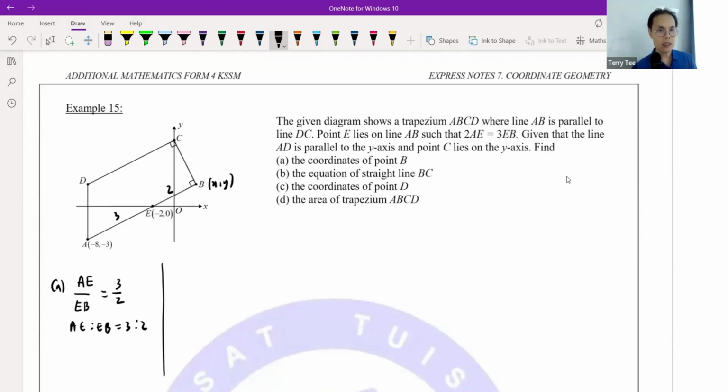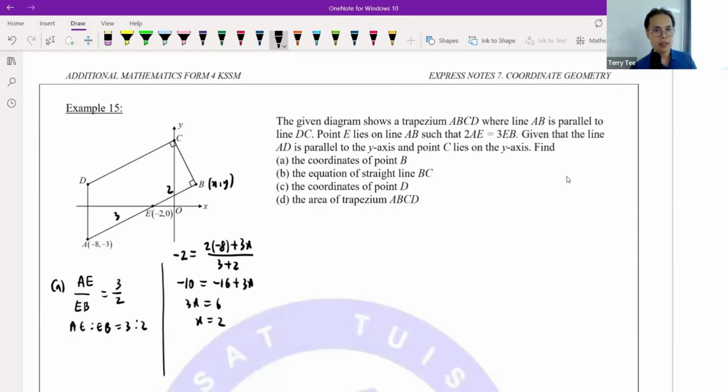Okay, so I'm going to take E is minus 2, 0. I just compare my x. I don't write so many things. 2 times minus 8, 3 times x. Total ratio 3 plus 2, this is 5. 5 times minus 2 is minus 10. Minus 16 plus 3x. 3x is 6. x is 2. All right.